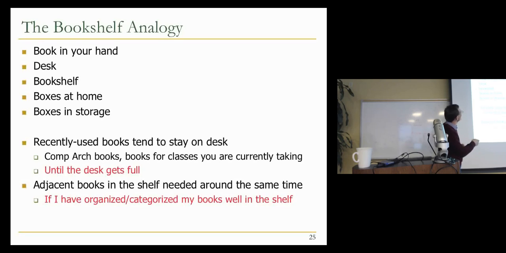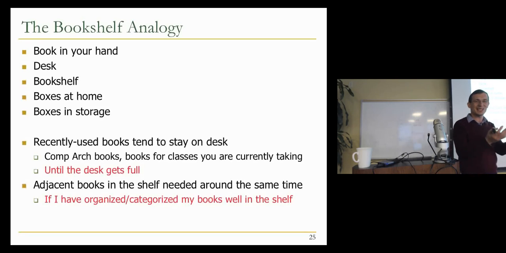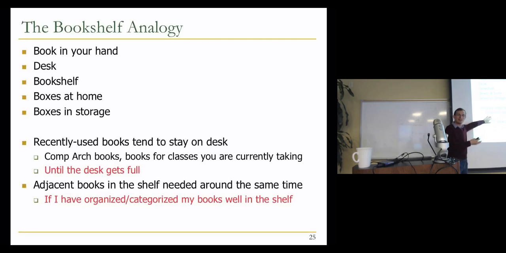And recently used books tend to stay on the desk because you keep on reusing them. Hopefully your computer architecture books, or the handouts that we give you, or books for the classes that you're taking. Until the desk gets full, of course, right? Well, I guess you could read two books at a time. Once your hands get full, you put them onto the desk. And then once the desk gets full, now you need to replace something. We'll have the same problem in a memory hierarchy. What do you replace? The book you hate the most, perhaps, right? Well, probably not. If you're going to reuse it again, you'd better keep it close by.